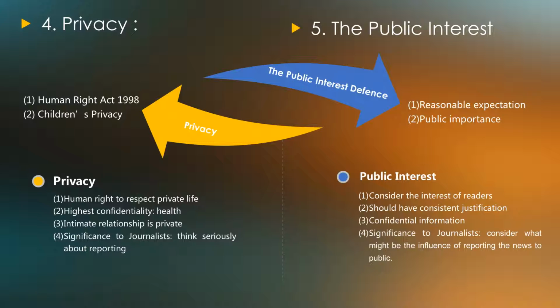The right side is about the public interest. It means a reasonable expectation of privacy for some well-known people is acceptable, and there is public importance in getting familiar with their lives. When considering what is public interest, we need to remind ourselves what the interest of our readers is, what might make sense to them. Consistent justification is needed when we want to report some privacy about celebrities which is reckoned as public interest. Besides, we should have confidential information about the things we want to post in public.